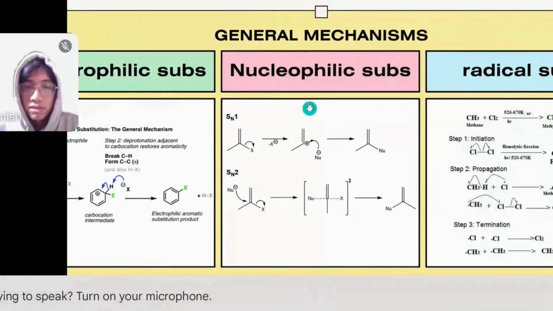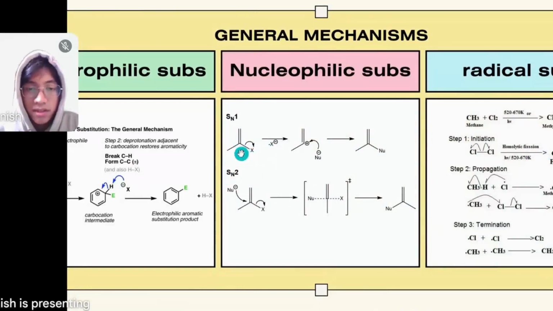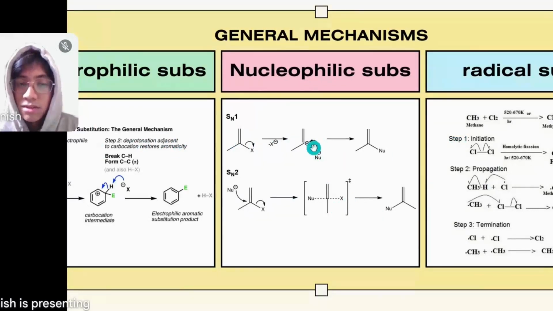Nucleophilic substitution general mechanisms. In nucleophilic substitution, we have SN1 and SN2. SN here means first-order nucleophilic substitution and second-order nucleophilic substitution. If we look here, the general mechanism goes like this. In SN1, the leaving group will leave, ionizing and forming an ion here. Then another ion will come in to react with the carbocation intermediate. The nucleophile here is negatively charged, and then the final product is produced.